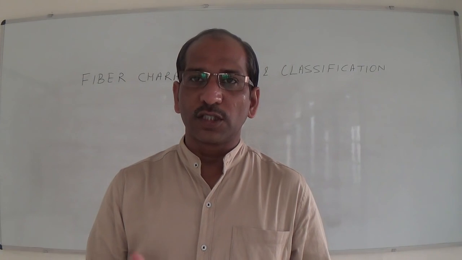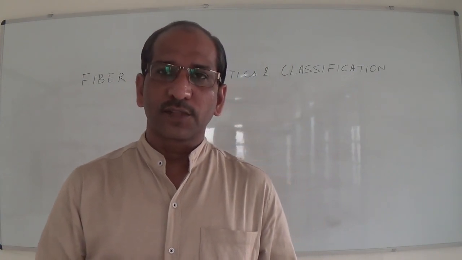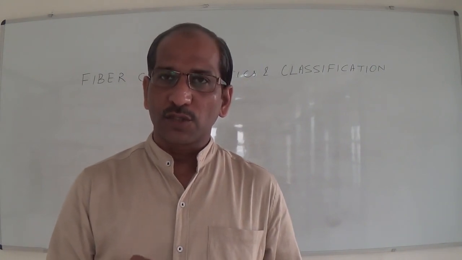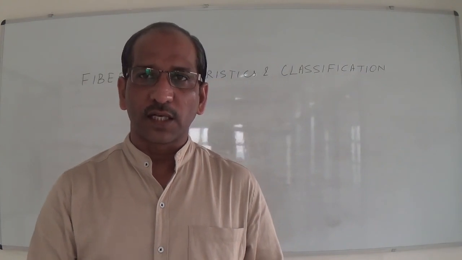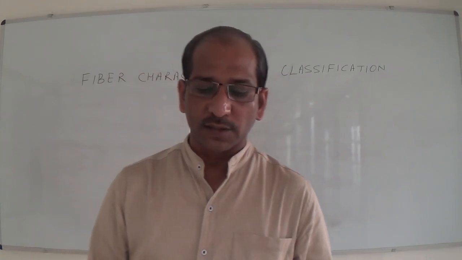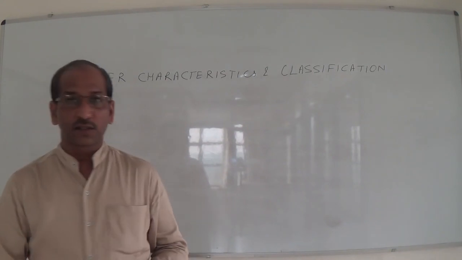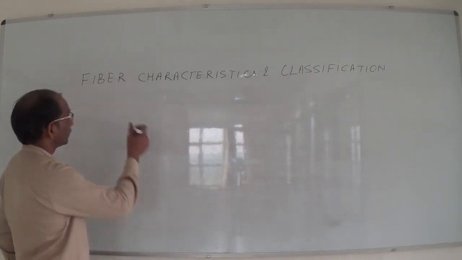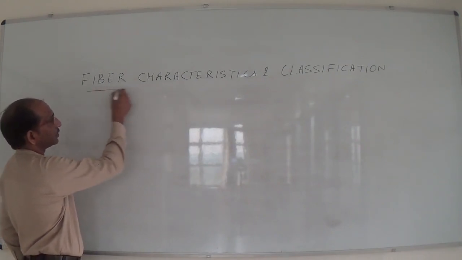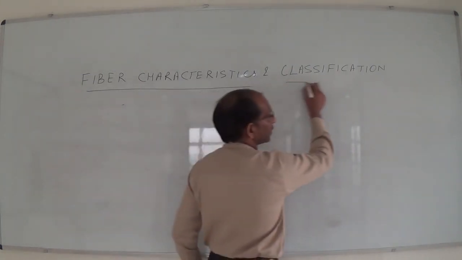and length. So these are mainly three parameters to characterize an optical fiber. Number one, composition; second, the wavelength; and third, the diameter of the core and the length of the optical fiber. So the title is fiber characteristics and classification.